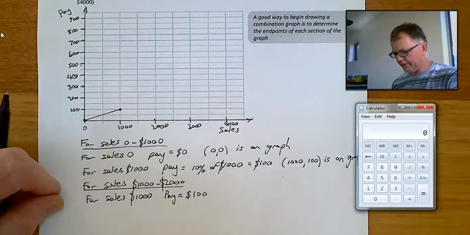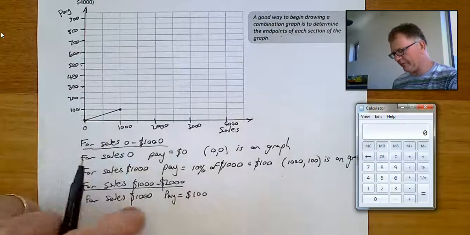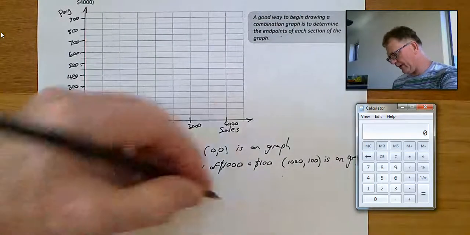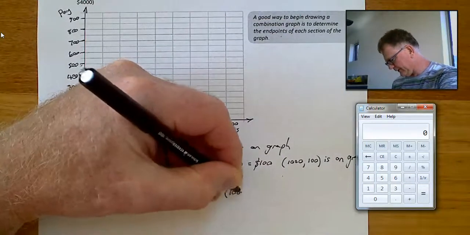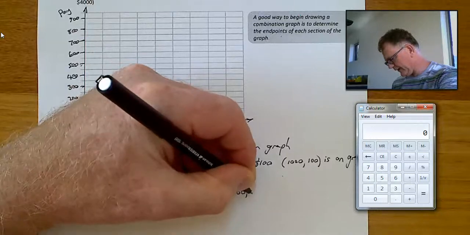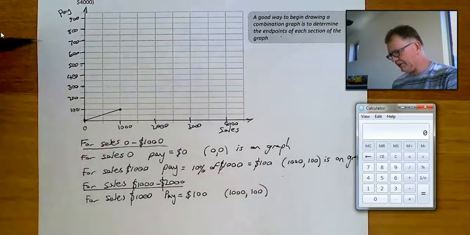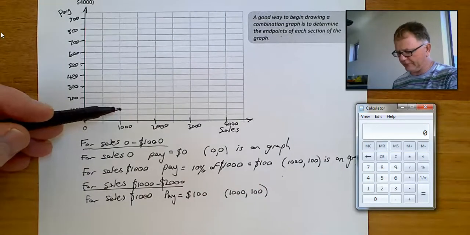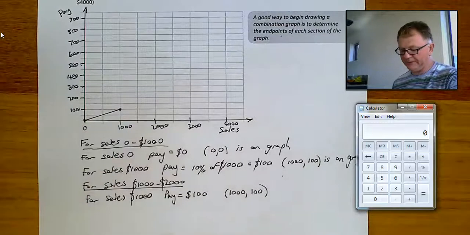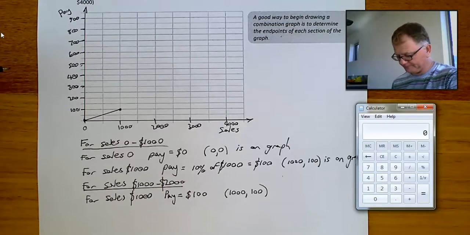So that means that we've found that the point 1,000, 100 is on the graph. The next section starts at that point and goes on. Now we've already put that point on the graph from the first section. So we'll probably find that we can shortcut this process a little bit after we've done this graph. There's probably no need to do all of this working out.